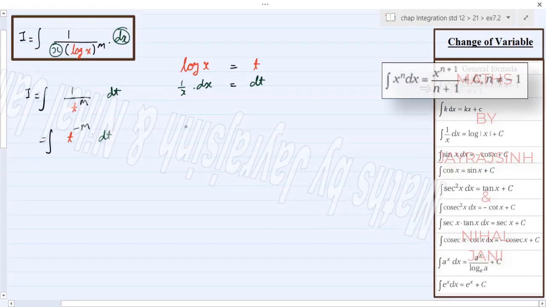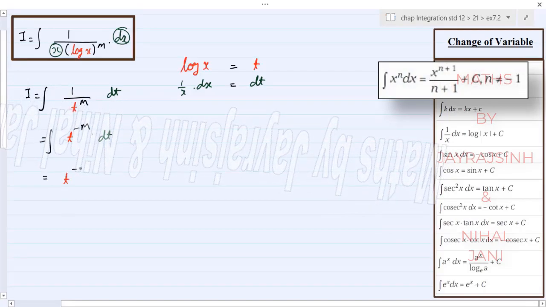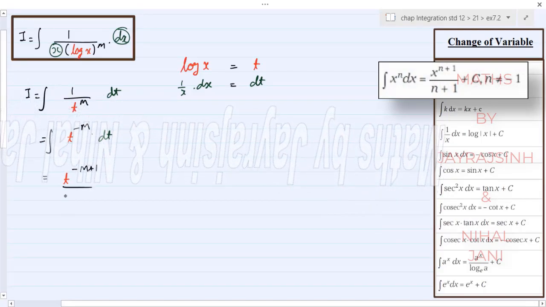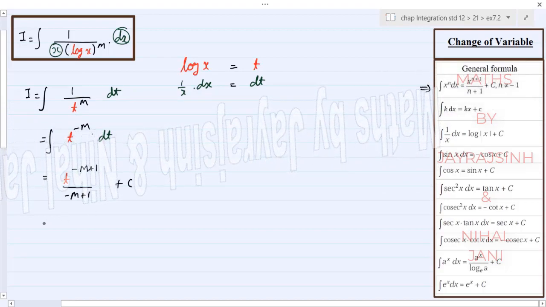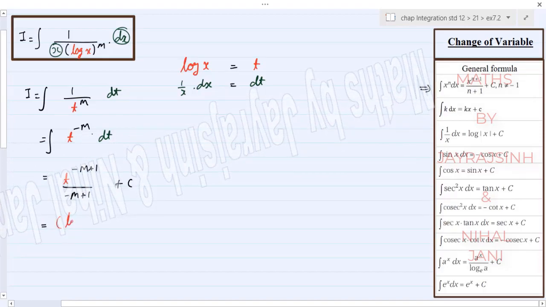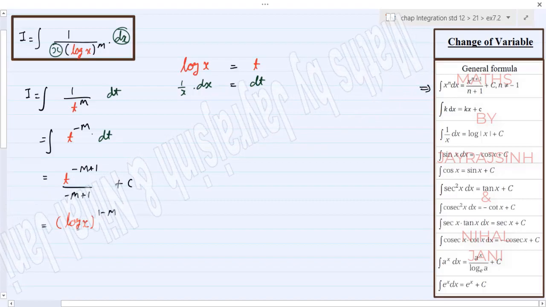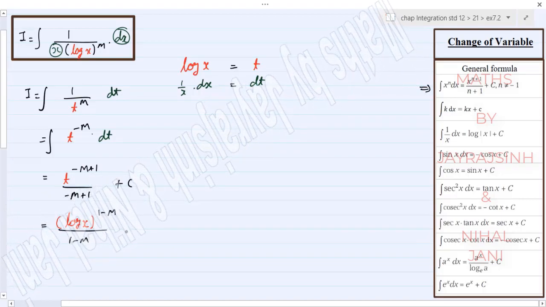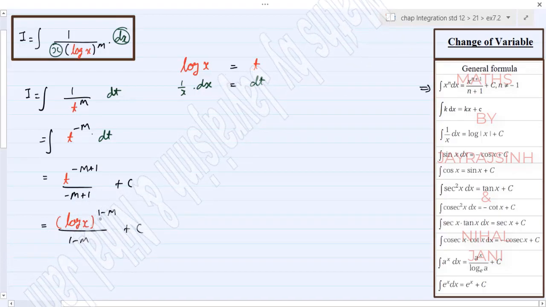So let's use integration of x raised to n. Here we get t raised to minus n plus 1 upon minus n plus 1 plus c. And to get the final answer, we just have to substitute the value of t, which is log x, whole raised to 1 minus n upon 1 minus n plus c. Ta-da!